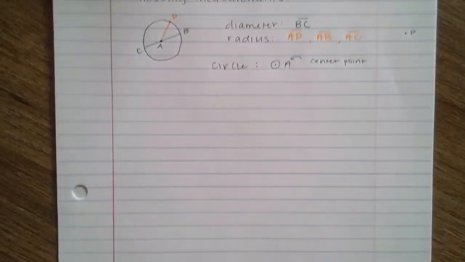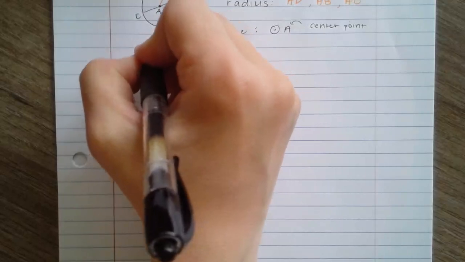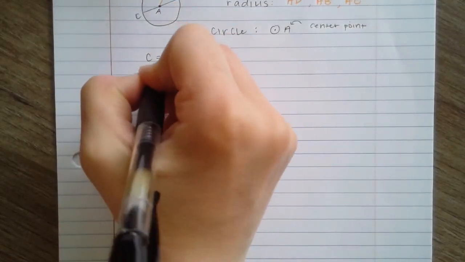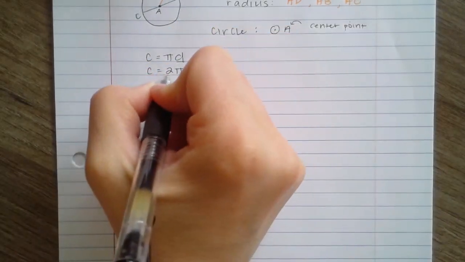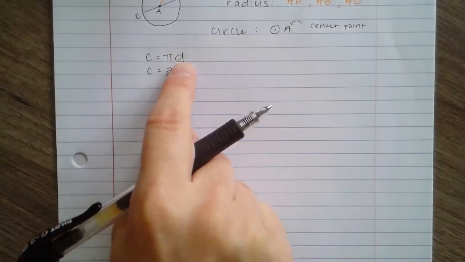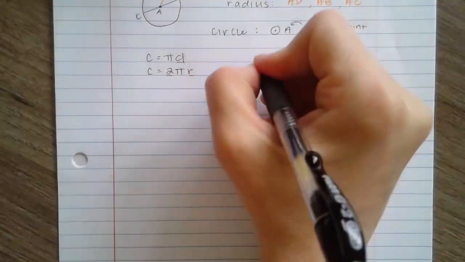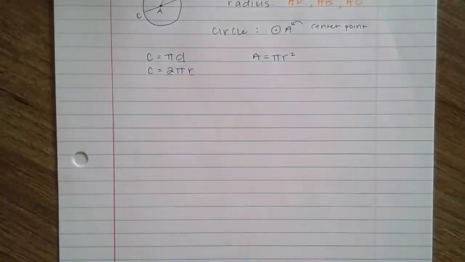So let's look at the 2 different formulas that you could use. The circumference formula is pi times diameter or 2 pi r, and that's because the diameter is 2 radiuses, and so that's why both of them have pi. One of them has a diameter and one of them has 2 radiuses. And then the area is pi r squared. And you probably have those memorized. If not, they're on your pink formula sheet, or you could write them down here.